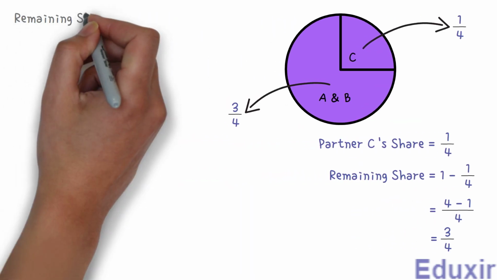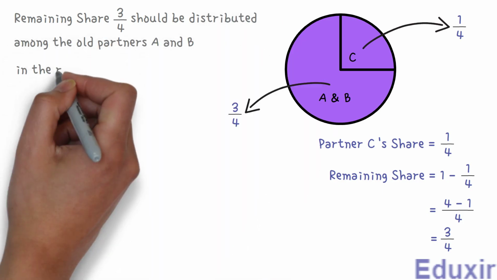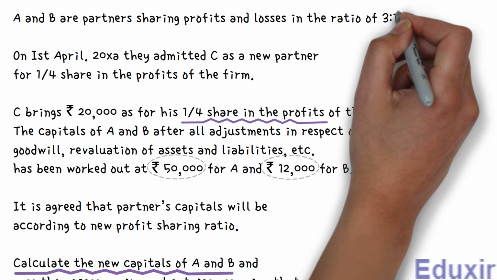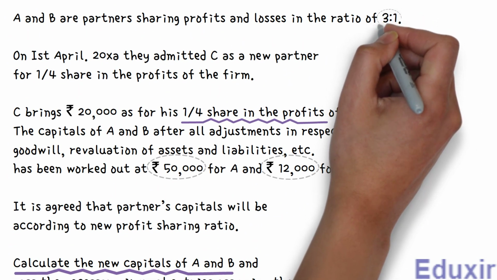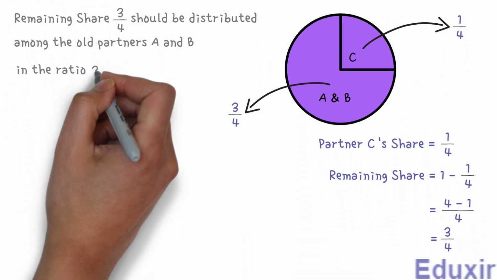So, this remaining share 3/4 should be distributed among the old partners A and B in the ratio. What is the value of this ratio? It is given in the problem that the old partners A and B share their profits and losses in the ratio of 3:1. So, this ratio here should be 3:1.